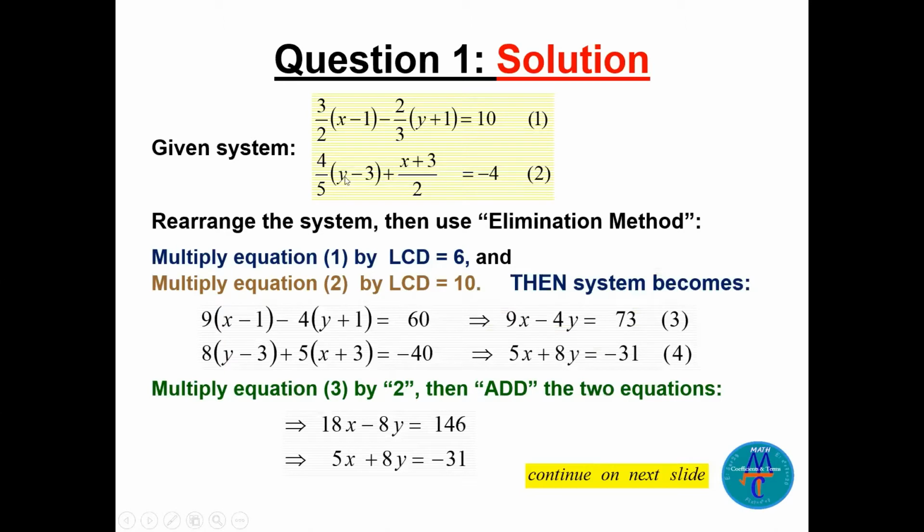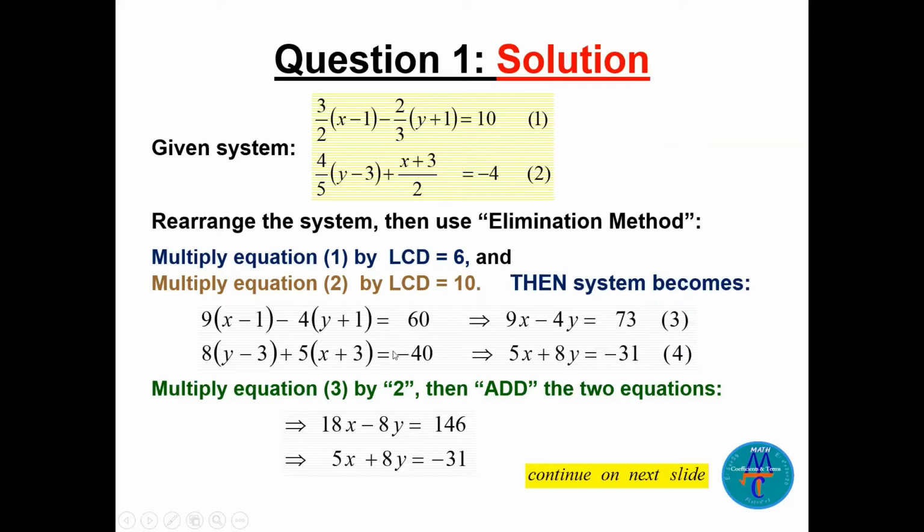So let's rearrange, multiply the first equation by the LCD. We have 2 and 3, so the LCD will be 6. And the second one, the LCD will be 10. I will show you the first one. So multiply by 6 here, 3 over 2, x minus 1. If you multiply by 6, 6 divided by 2, 3 times 3 is 9, x minus 1. 6 here times 2 over 3. So 6 over 3 is 2, and there is another 2, so minus 4, y plus 1, and on the other side we have here 60.